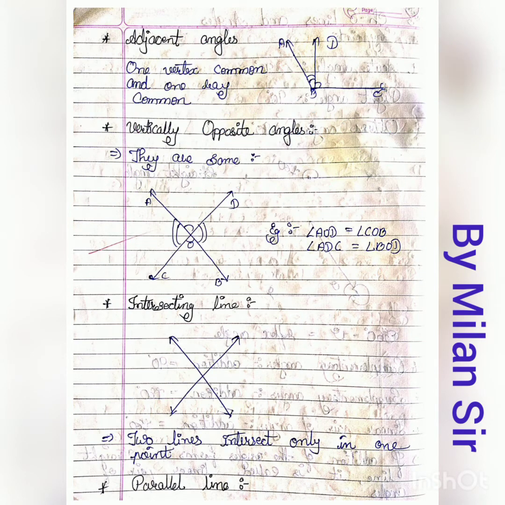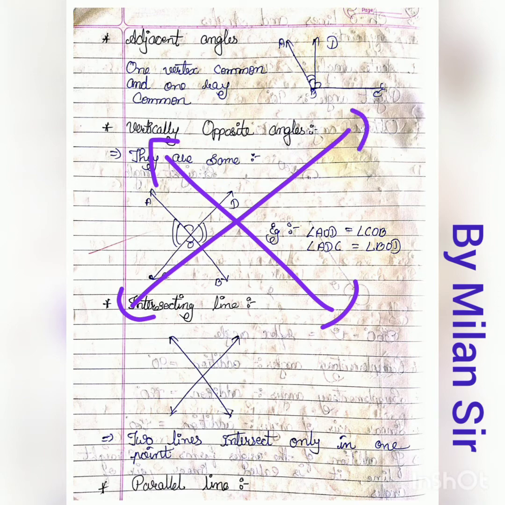Okay, after that, intersecting lines. Two lines intersect only in one point. If two straight lines are there, they intersect at only one point. They cannot intersect in 2 points. In whatever way you draw the lines, only one intersection point is there in intersecting lines. Two lines cannot intersect at 2 points.